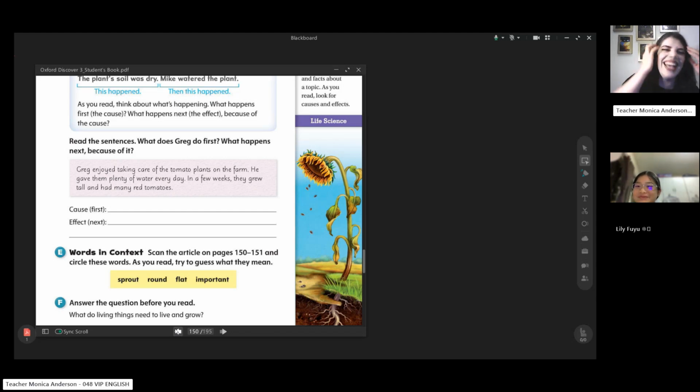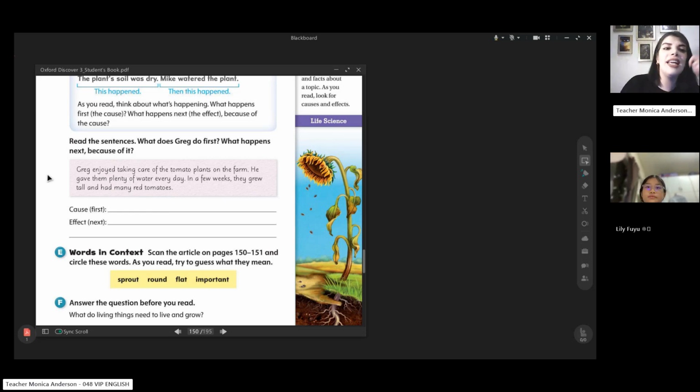Okay, very good. Well, so look at this one. For example, you got a medal. Why? Because you studied hard. So the cause is a good score. The effect is getting a medal. So that is cause and effect.